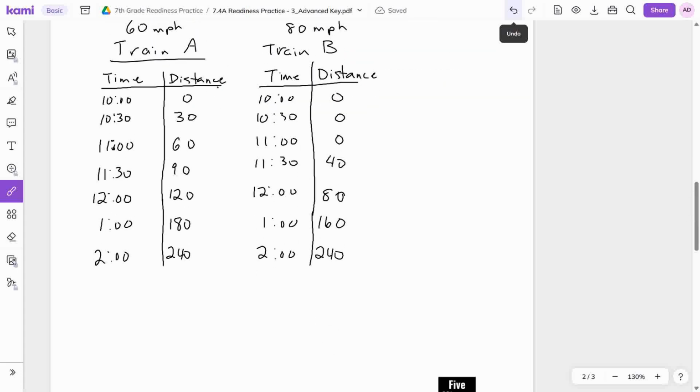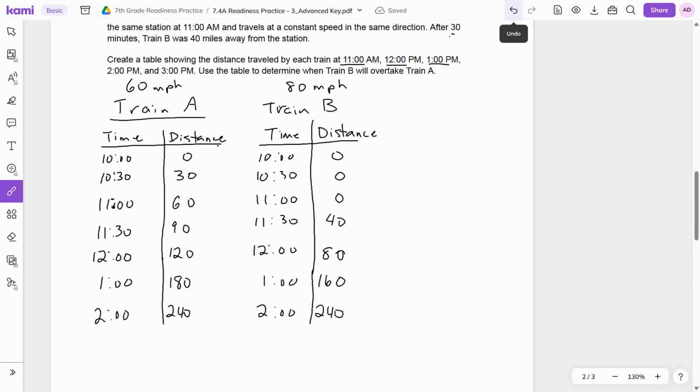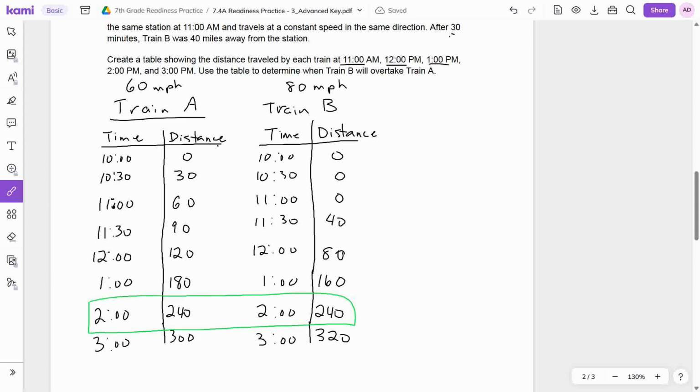Hopefully they're on parallel tracks. And then at 3 o'clock, we can see now that that's at 300, but now train B is passed because train B started later but is at a faster rate. So now we are at 320. So train B will overtake train A right there at 2 o'clock. So let's just put that 2 o'clock p.m.